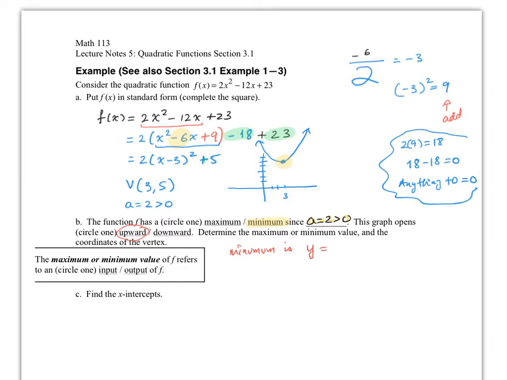Okay, so the minimum is y equals 5 when x equals 3. So this is just the coordinates for the vertex.